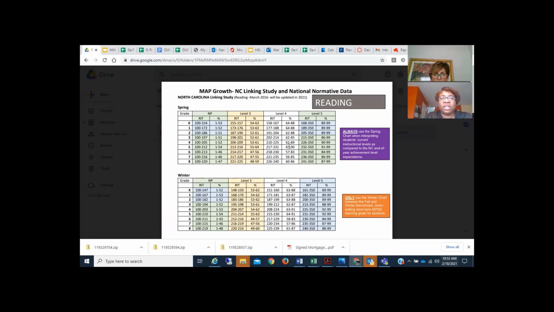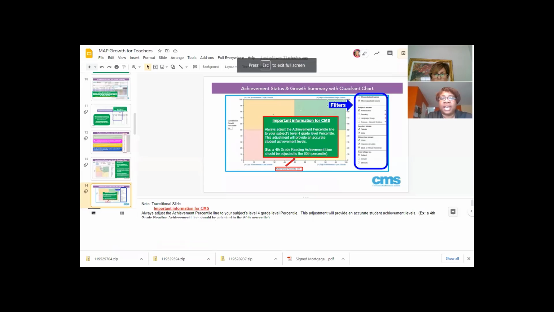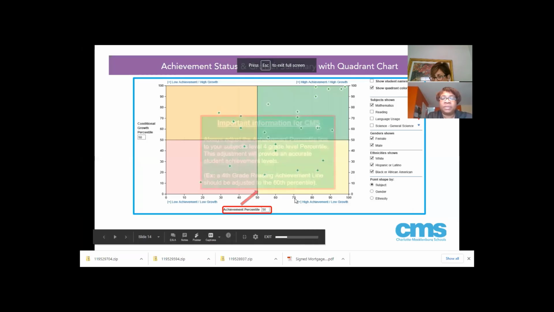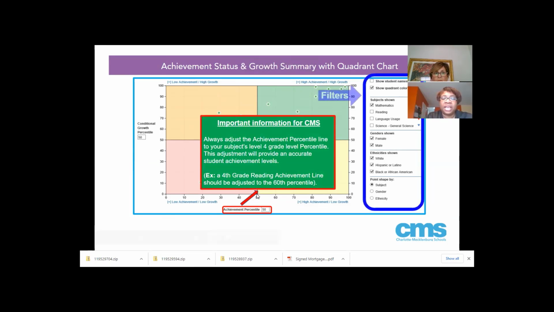And I want to use the lowest percentile level of level 4, which is 65. Let's go back in the presentation. So what I would do now is when I come to my quadrant, after I filter how I want to see it, I will then either drag my achievement line to 65 or type in the box down at the bottom, 65 versus achievement percentile, and it will adjust it for me.